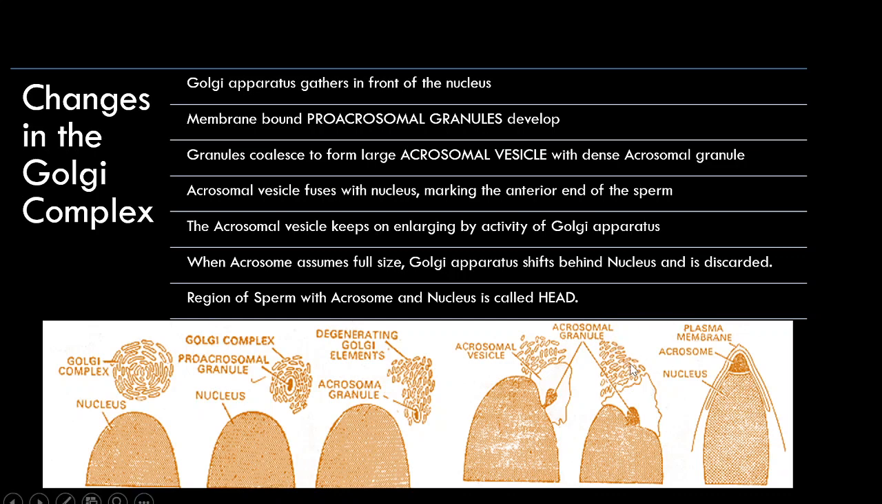The Golgi apparatus then shifts behind the nucleus and is discarded. And this region of the sperm with the nucleus and the acrosome is called the head region and is surrounded by the plasma membrane.